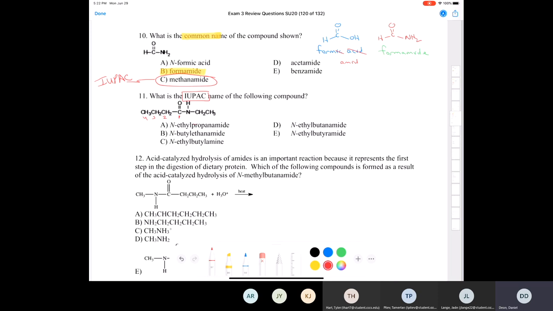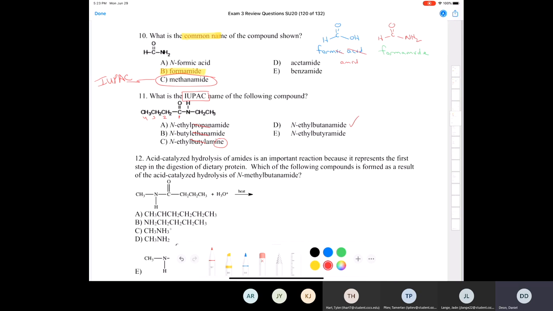You look at the first one, it's propanamide. It can't be that. The next one is ethanamide. The next one says butylamine. There's no such thing, okay? It would have to end with amide. I didn't even notice that until now. The next one says butanamide. So that one's a possibility.